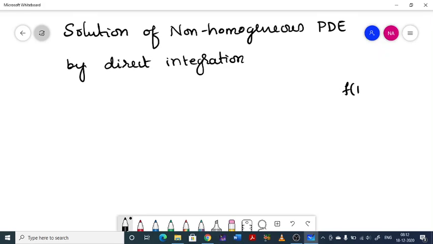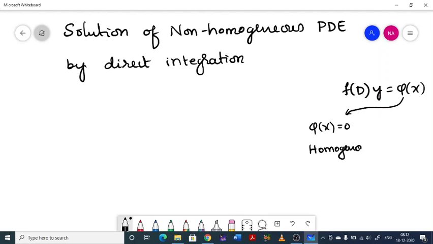See, generally any differential equation can be written in this form: f of D into y equal to phi of x. If the right hand term phi of x is equal to 0, then we call such a differential equation as homogeneous. If the right hand term is 0, then we call that differential equation as homogeneous. So generally any homogeneous differential equation will be of this form.